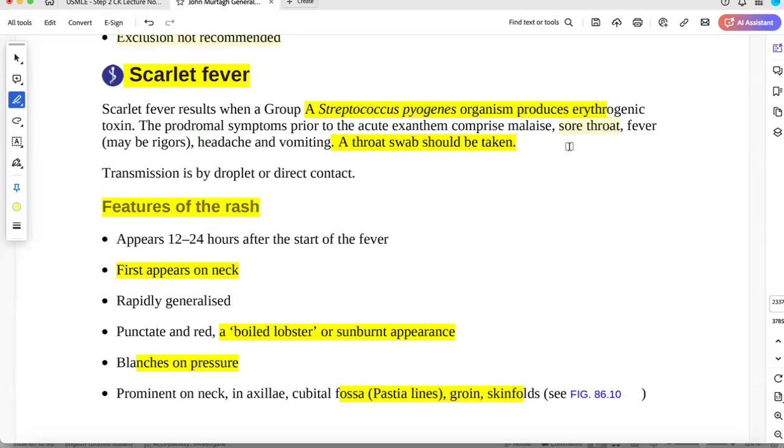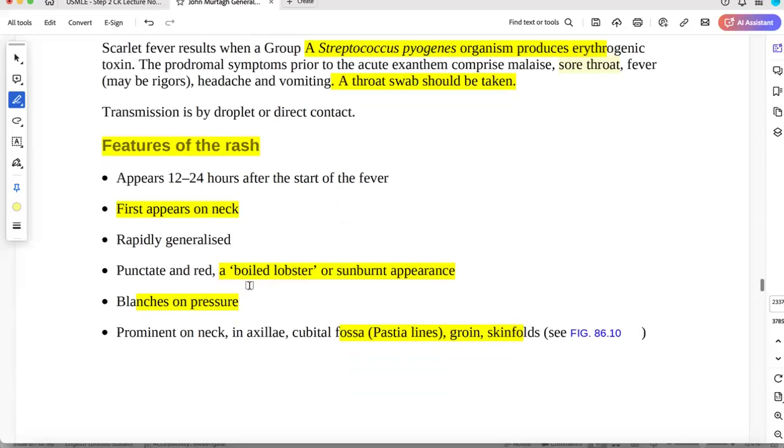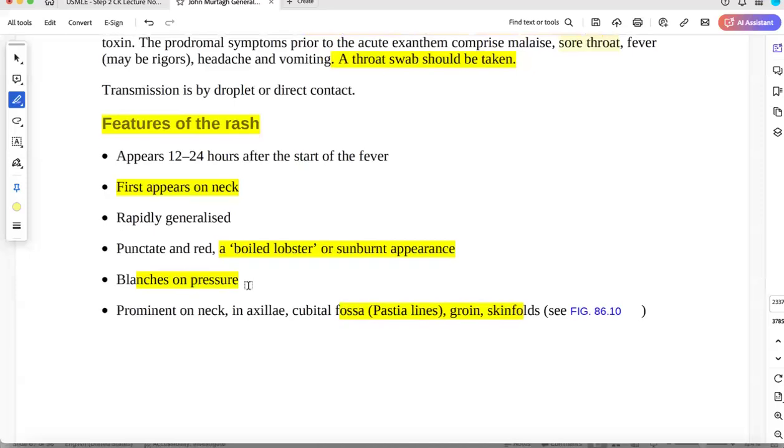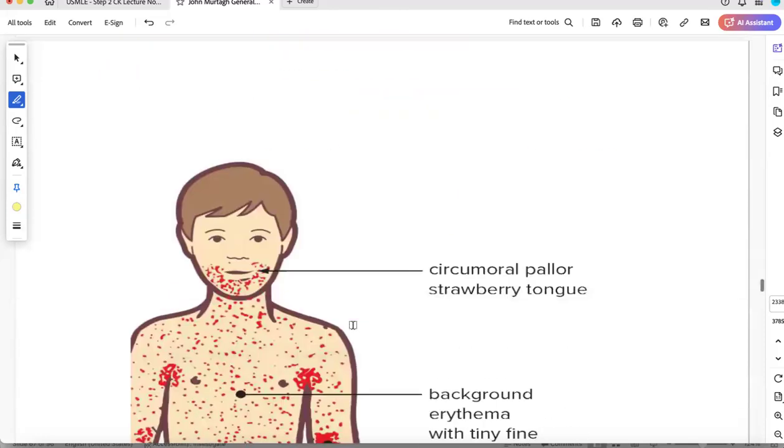So the child will have sore throat, fever, malaise, headache, and vomiting. So all the features of a flu. After that, there will be a rash. The rash has a particular feature which is called a sunburned appearance or boiled lobster, it blanches on pressure, and it's more prominent in the skin fold areas.